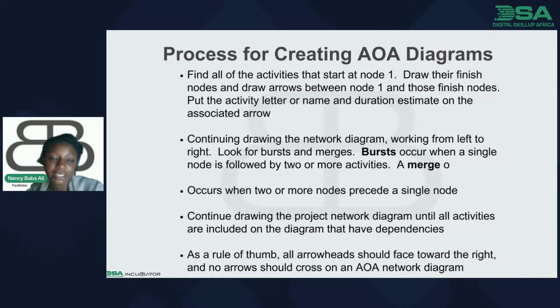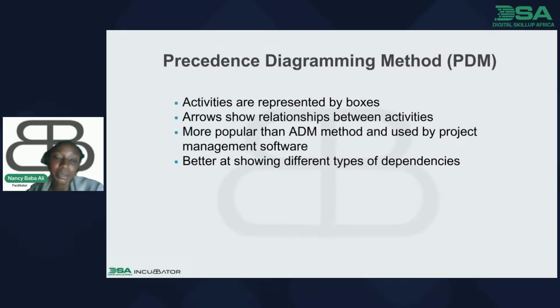So the next slide is PDM, the precedence diagram method. Activities are represented by boxes, unlike the ADM, which is arrow diagramming. The PDM is more of boxes rather than circles or nodes. PDM is more of rectangles or squares, depending on what you want to call it. Then arrows show relationships rather than just moving in a direct format. The arrows here have more relationships and dependencies at this point. PDM is also more popular than ADM, is used by project management software, and is better at showing different types of dependencies.